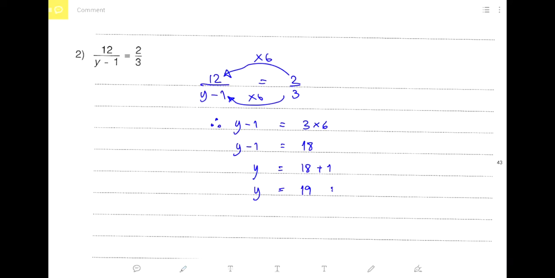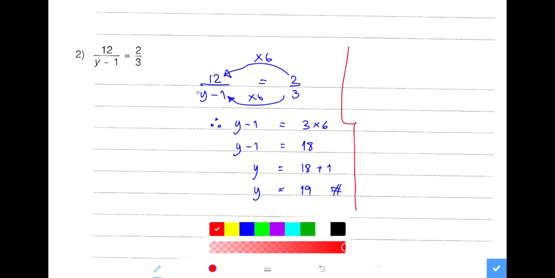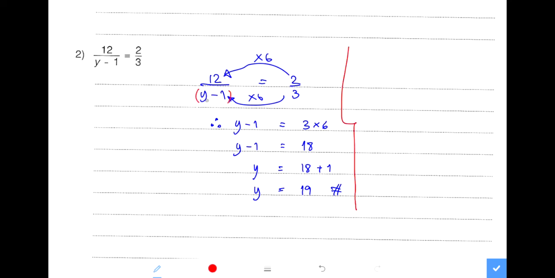Okay, by observation. But actually, there are many techniques. Okay, let me show another technique. Another technique is to change sides. Let's use the red color. You may want to move the minus 1 up there. And this number 12, you don't want to move it. But this 2 over 3, you move it to the other side, it becomes 3 over 2 like this.